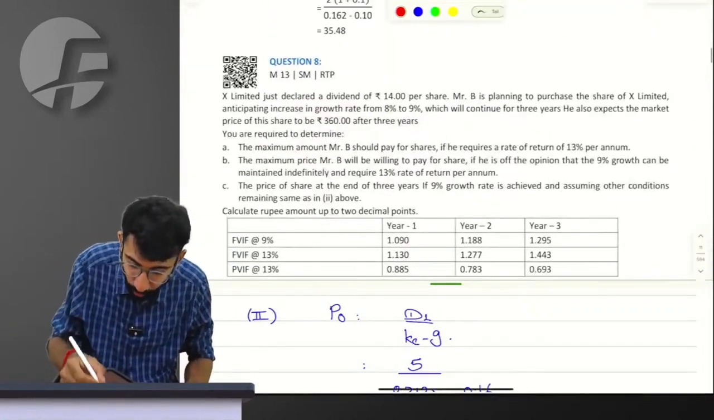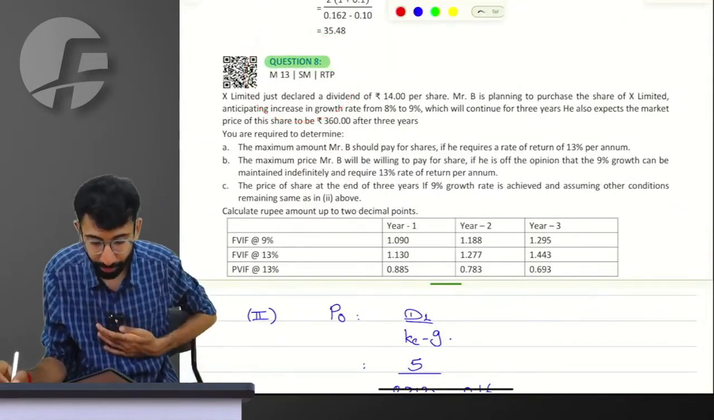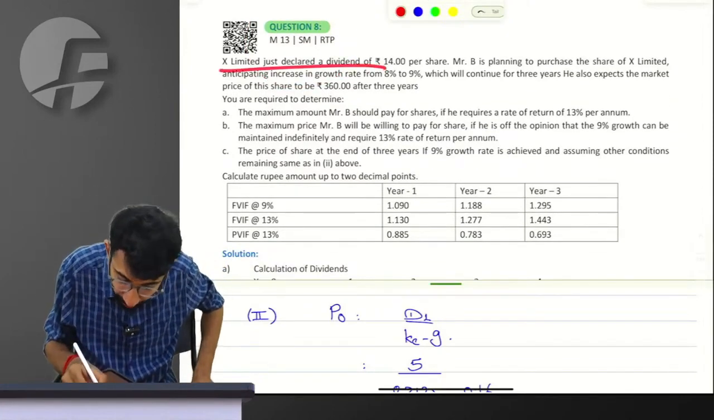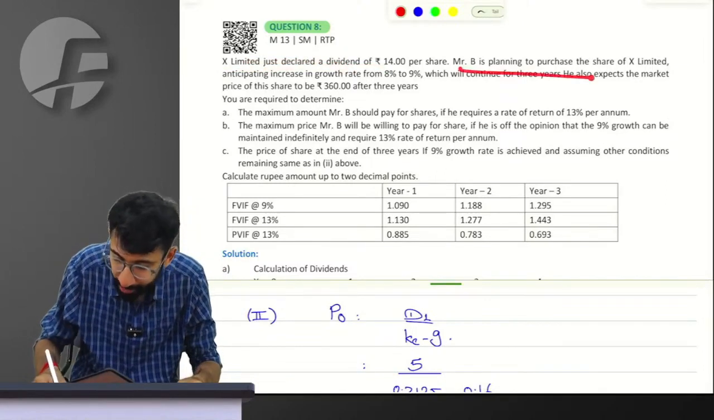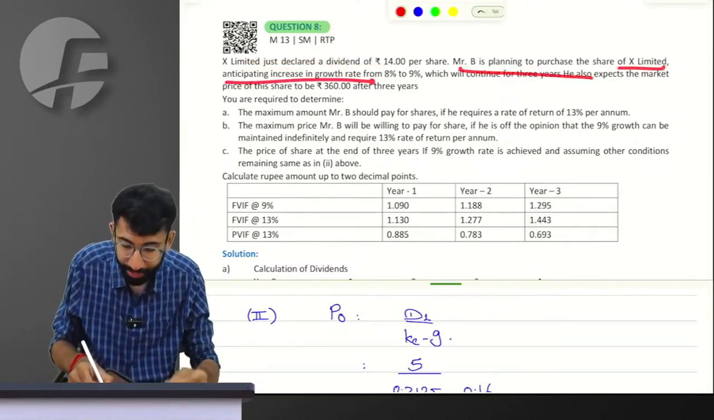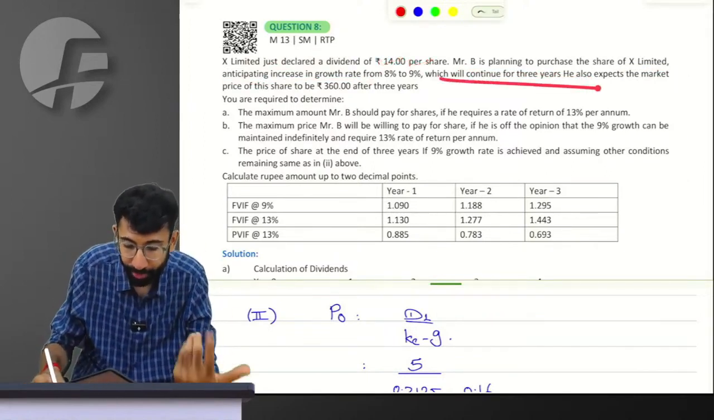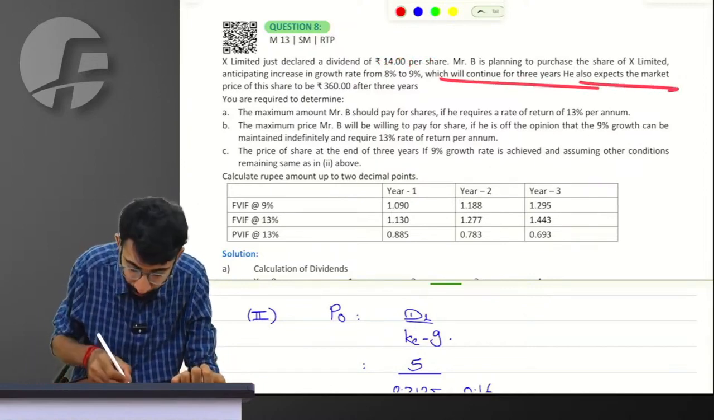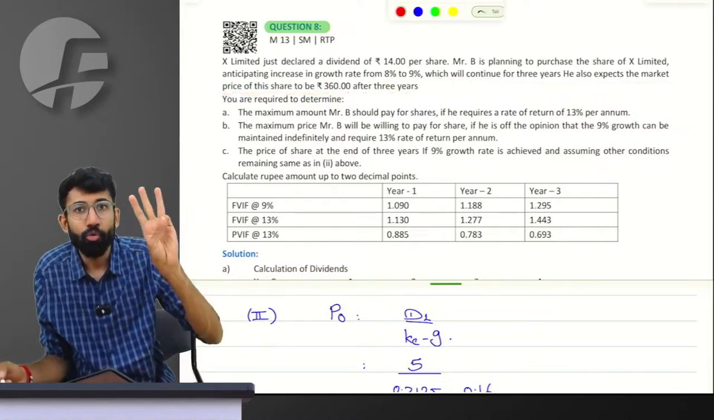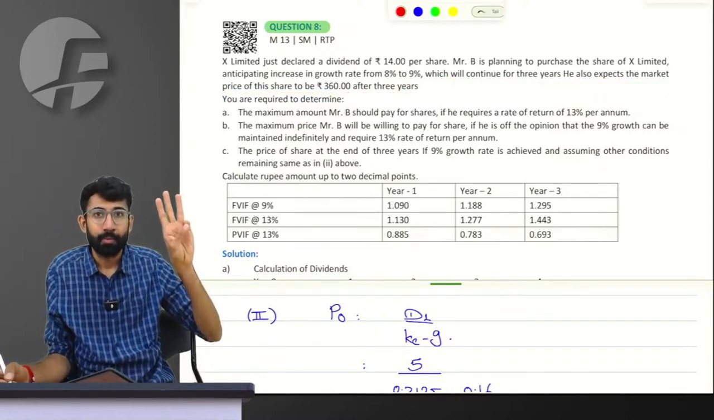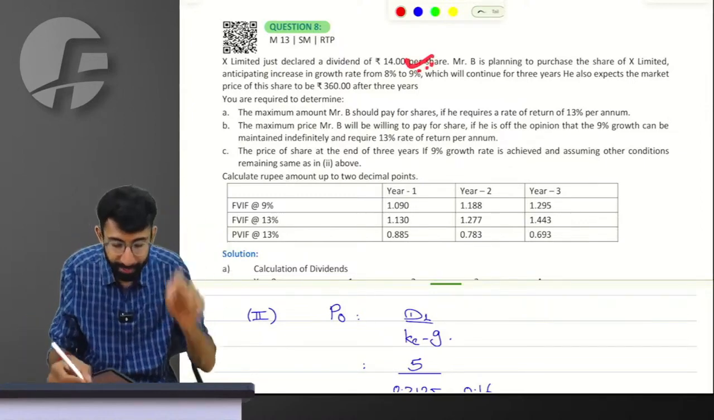Question number 8 is a good question we will do in the classwork. Not notebook, but classwork. Please be here. Question number 8, everyone. X Limited just declared a dividend. Oh my god, look at the language. Just declared. It is D0. Mr. B is planning to purchase a share of X Limited, anticipating that the growth rate will increase from 8 to 9%, which will continue for 3 years. Alright, fine. He also expects the market price of the share to be 360 after 3 years. He is planning to hold the share for 3 years, during which the growth rate he is estimating to be 9% and the price at the end of 3 years is 360.